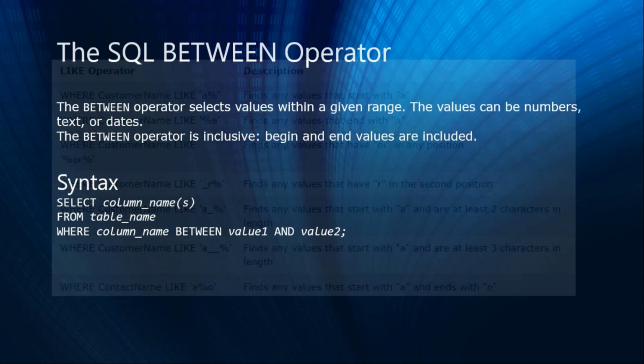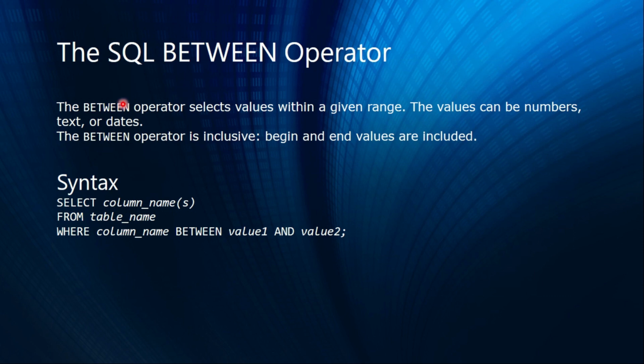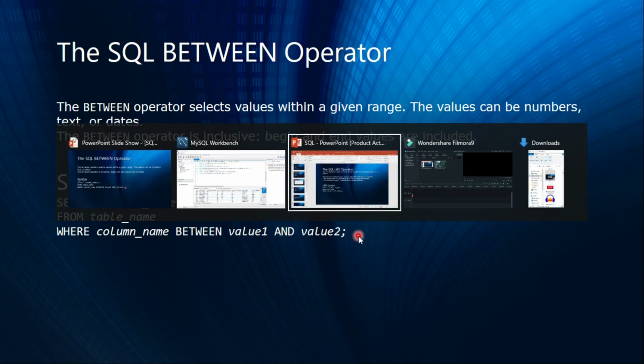So the next thing is the between operator. So what is the between operator? The between operator selects values within a given range, and it includes numbers, text or dates, and also it includes the begin and end values of the selected range. That means if you give 1 to 100, then it will also return 1 and 100, if present in the database. So the syntax goes like this: select column name or names from table, where column name between value 1 and value 2. Okay, so let's have a look here.